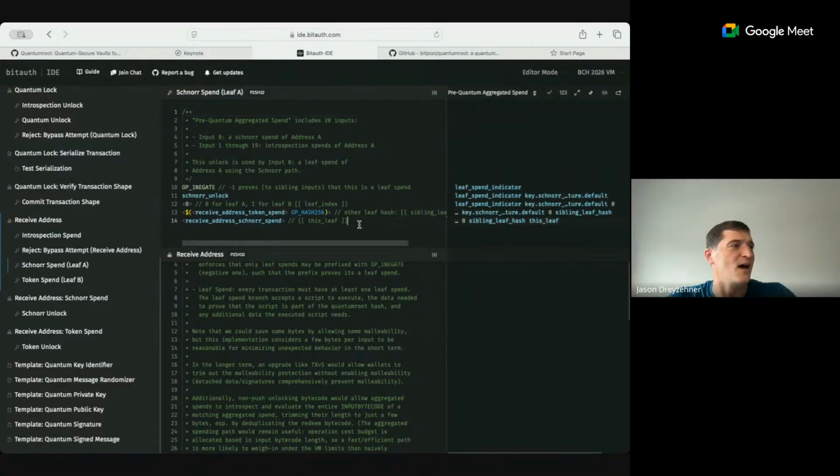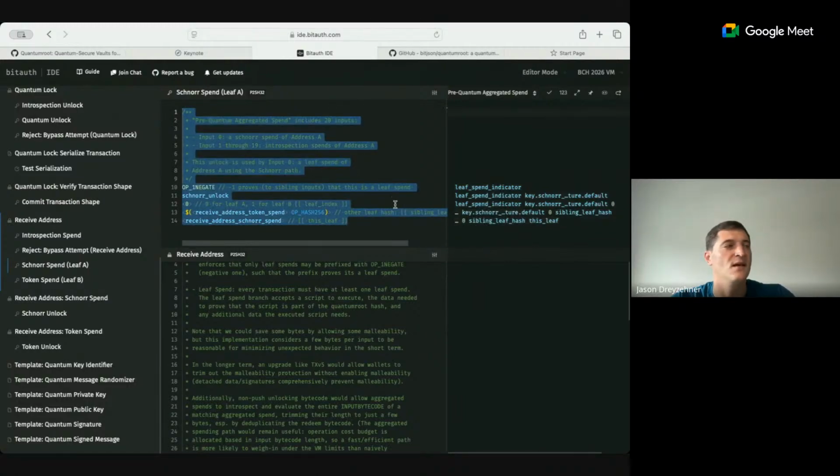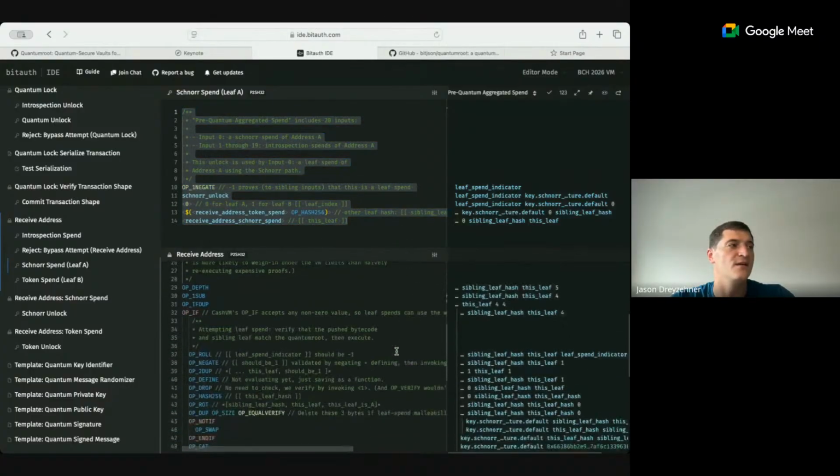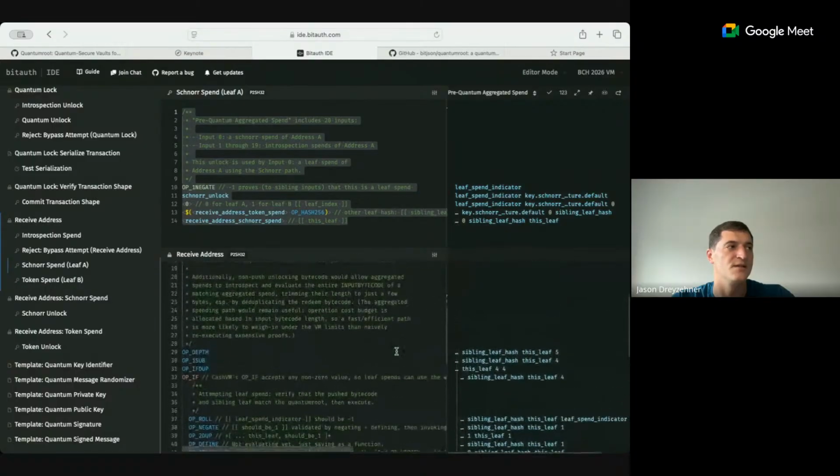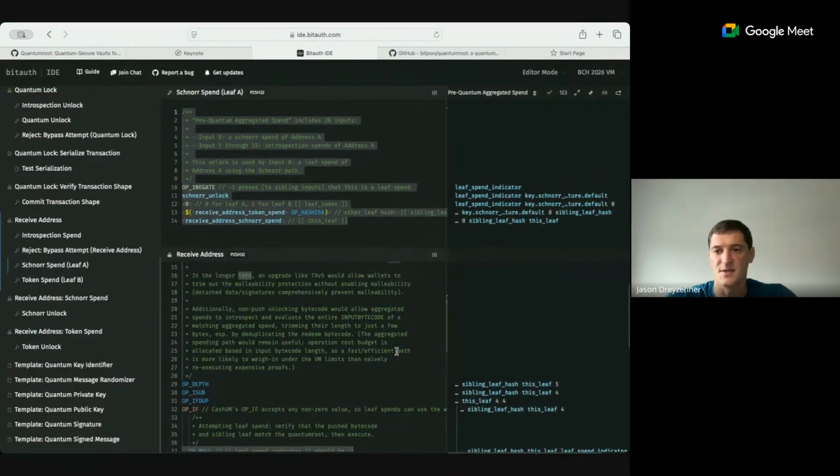And I added for Quantumroot a few features, like tagging of stack items. So you can tag here. I tag this leaf, and you'll see that's the result if I hover over it. So you can mess around and really see what's going on here. Up top is the unlocking script, and then down here is the locking script. This is what is committed to by the UTXO.